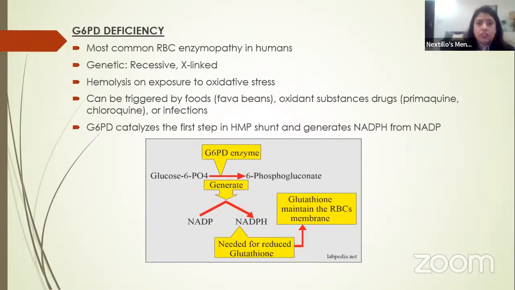Now, what causes oxidative stress? It can be triggered by foods like fava beans, which are generally not seen very much in India, but mostly in Mediterranean countries. Another trigger is oxidative substances like drugs such as primaquine and chloroquine. We use these in malaria or other kinds of infections which cause oxidative stress to the body.